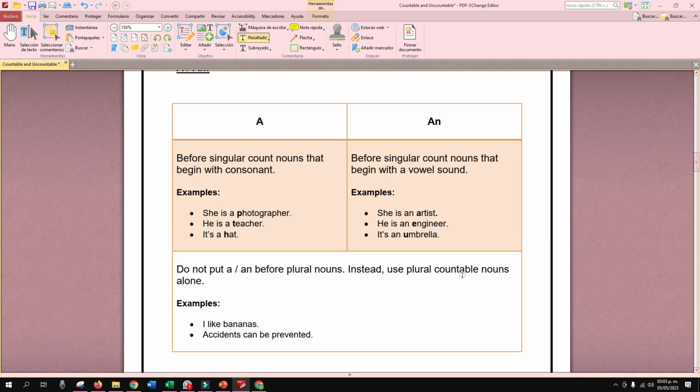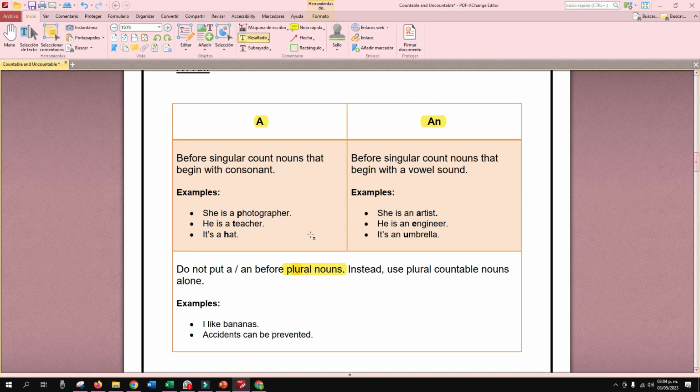Also this, you know this. A before singular nouns that begin with a consonant. She's a photographer, she's a teacher, it's a hat. Also, an before singular nouns that begin with a vowel sound. She's a nurse, he's an engineer, it's an umbrella. So do not put an N before plural nouns. You know these guys. Esto fue de los primeros temas que estudiamos, ¿verdad?